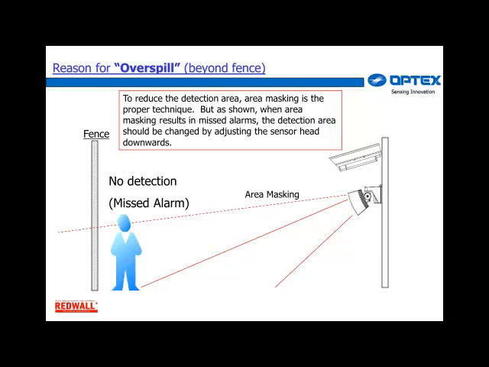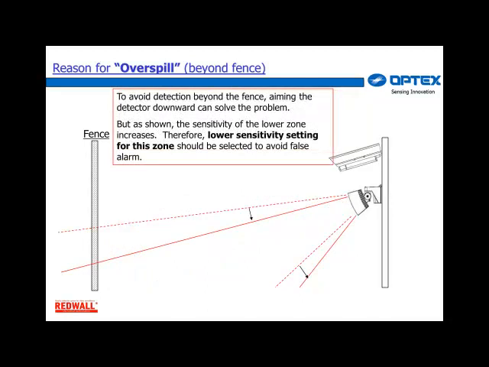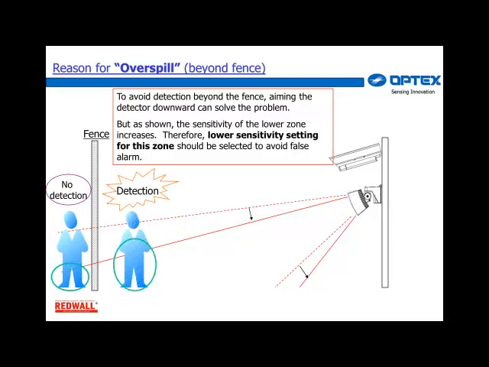But as shown, when area masking results in missed alarms, the detection area should be changed by adjusting the sensor head downwards. And to avoid detection beyond the fence, aiming the detector downward will solve the problem. But as shown, the sensitivity of the lower zone increases. Therefore, a lower sensitivity setting for this zone should be selected to avoid false alarms.